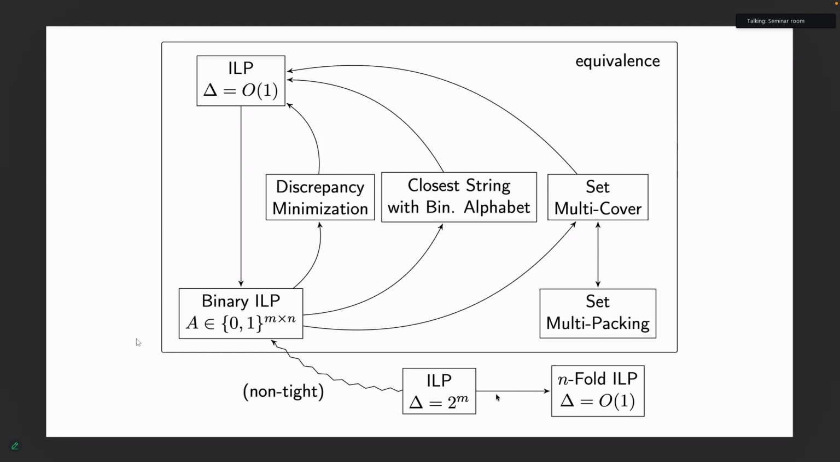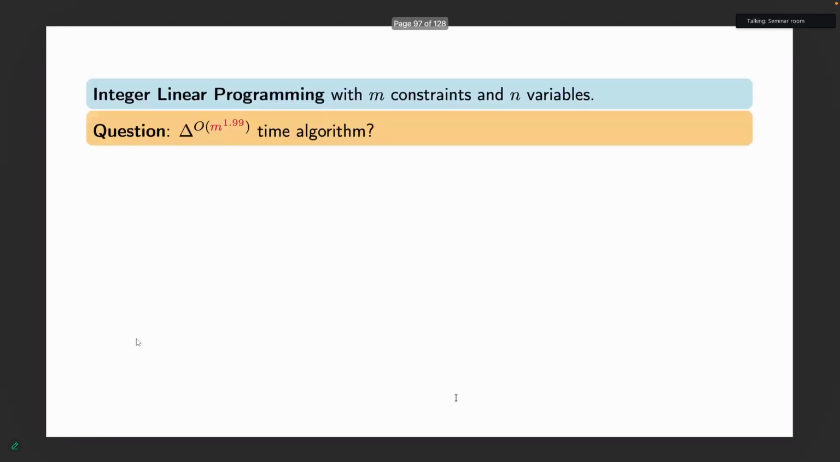People looked at this special case of ILPs. These are solved in 2 to the n cubed time. Yeah, so which requires us to have delta to be of order 2 to the m. And yeah, so let me state the hypothesis maybe.